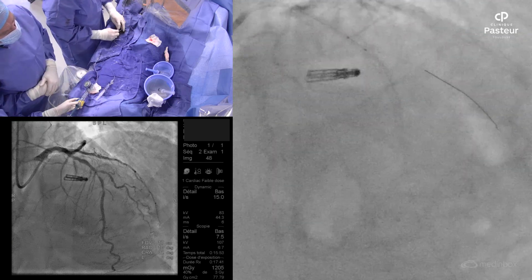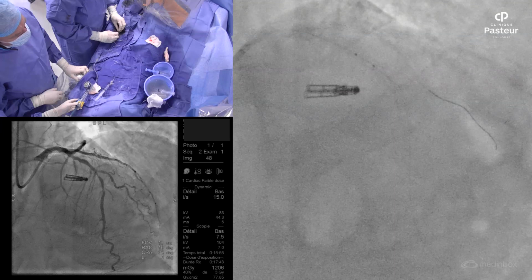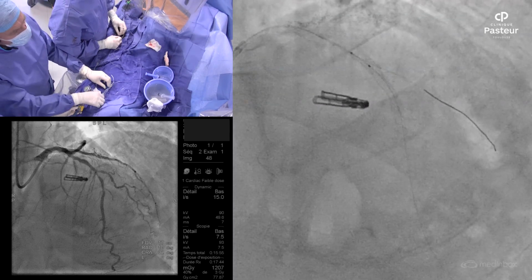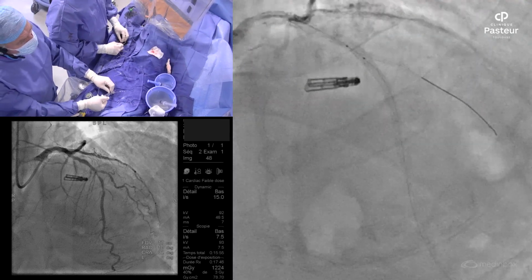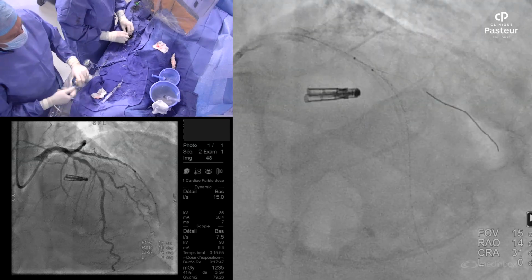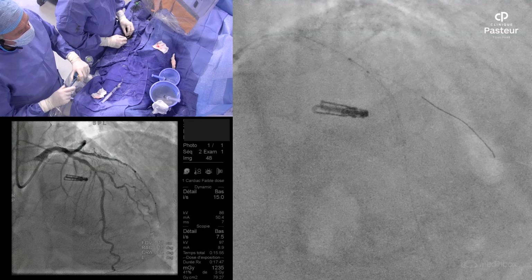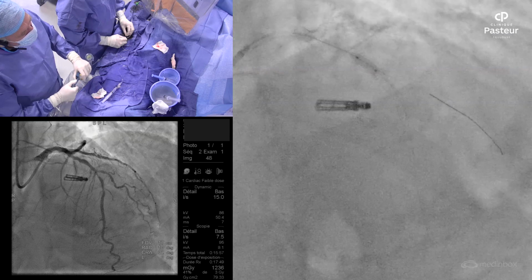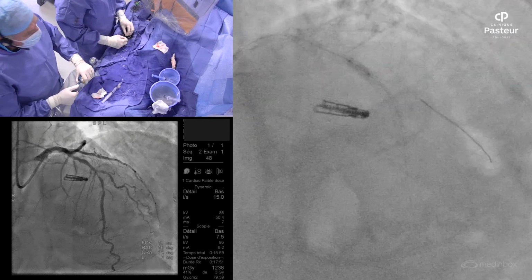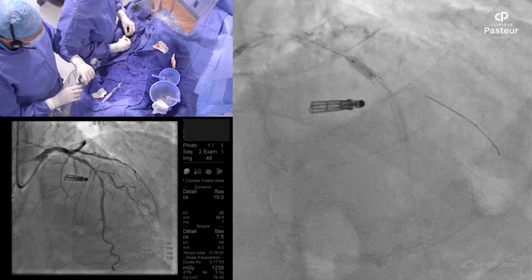We have a question from a colleague in Kiev in Ukraine who's asking, when would you consider using a drug-eluting balloon in a side branch? That's an interesting question. No. In general, we do just a standard balloon.